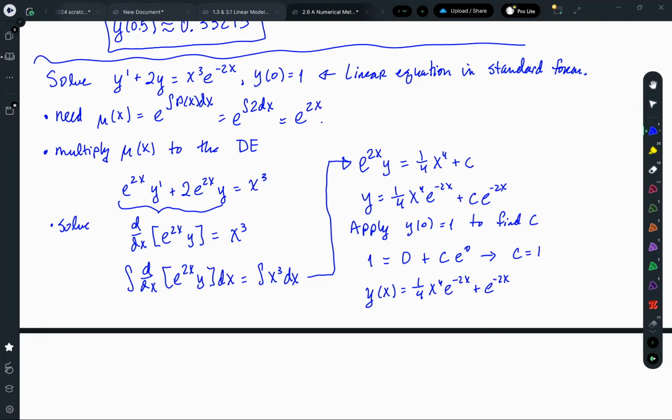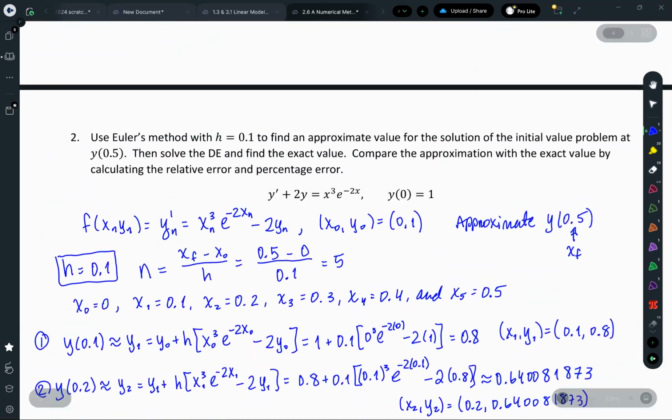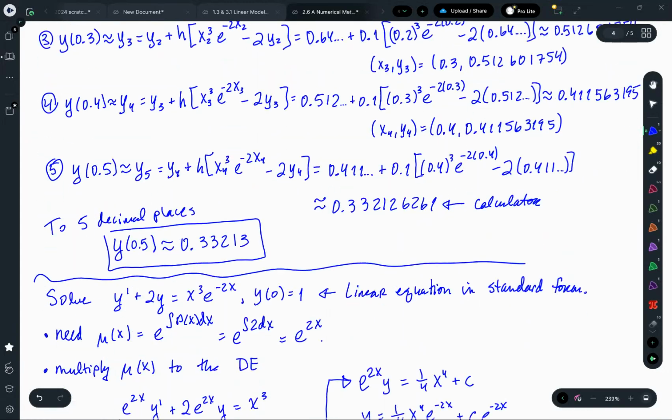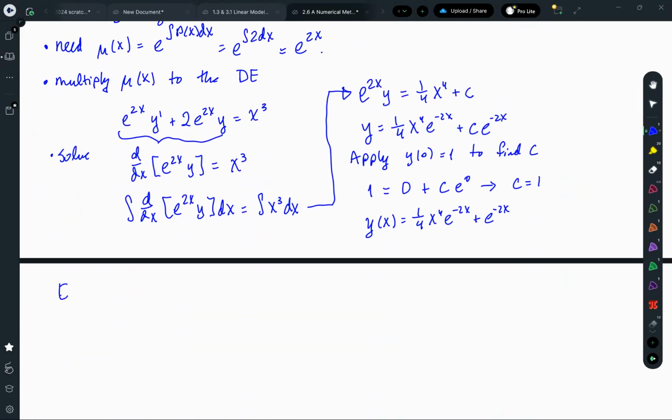Okay, but that wasn't all they asked us for. Let's go back and look. We're supposed to solve the DE and find the exact value at y of 0.5. Okay, so now we have the exact value. So y of 0.5 will equal 1/4 times 0.5 to the fourth power, e to the negative 2 times 0.5, plus e to the negative 2 times 0.5.